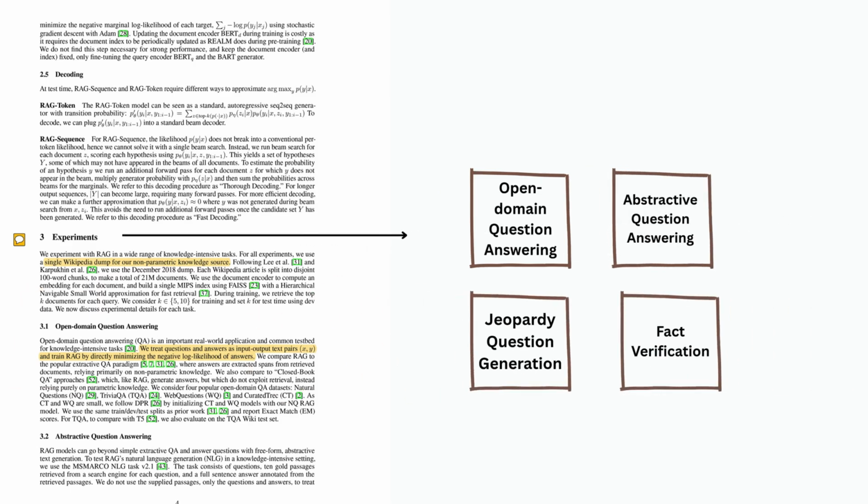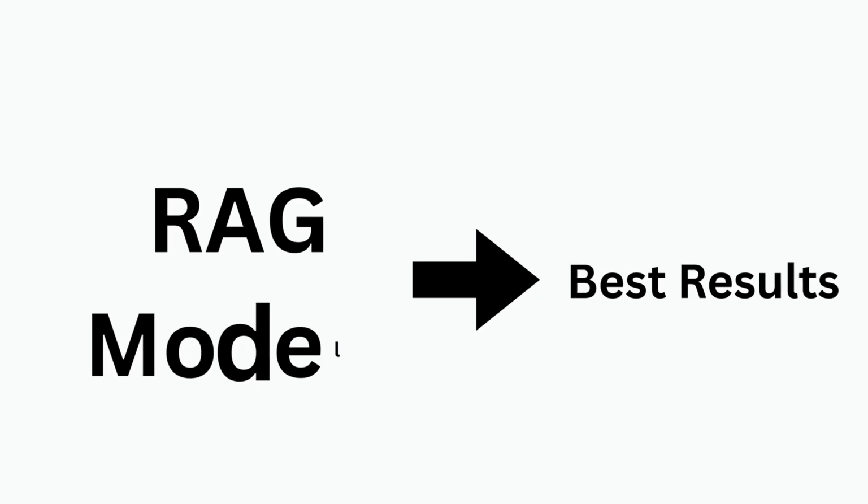In this part of the paper, the authors focus on the experimental validation of the RAG framework. They have tested RAG across a diverse set of tasks to evaluate how well it performs in different real-world settings. This experiment spanned 4 key domains: open domain question answering, abstractive question answering, Jeopardy-style question generation, and fact verification. In every task, RAG outperformed baseline models with more accurate and knowledge-grounded results.